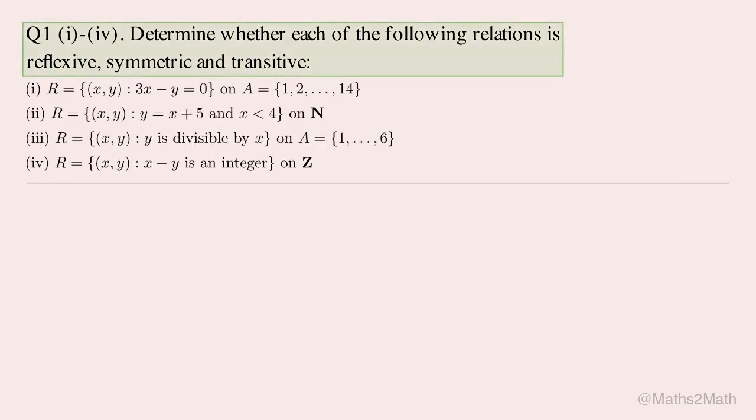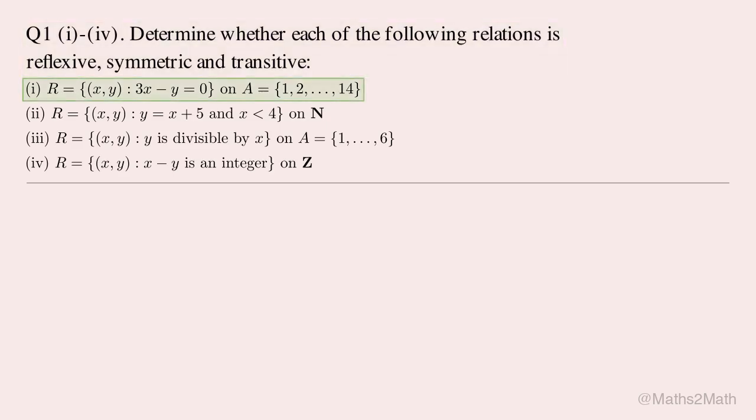Question 1. Let's read it. We must determine whether each of the following relations is reflexive, symmetric, and transitive. Part 1. The relation 3x minus y equals 0 on the set of numbers from 1 to 14. Part 2. y equals x plus 5, with x less than 4, on the natural numbers. Part 3. y is divisible by x, on the numbers 1 to 6. And Part 4. x minus y is an integer, on the set of all integers.